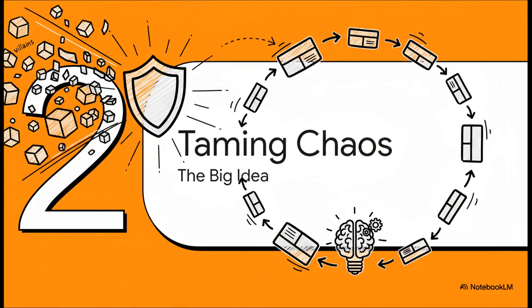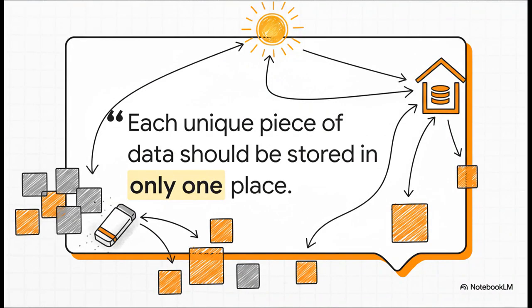Well, we fight back with one single, incredibly powerful idea. And it's the foundation of pretty much all modern databases. This is the golden rule. It is that simple. Each unique piece of data should be stored in only one place. If you just follow this one principle, those anomalies we were just talking about, they literally can't happen. By making sure every bit of info has one and only one official home, you get rid of redundancy completely.